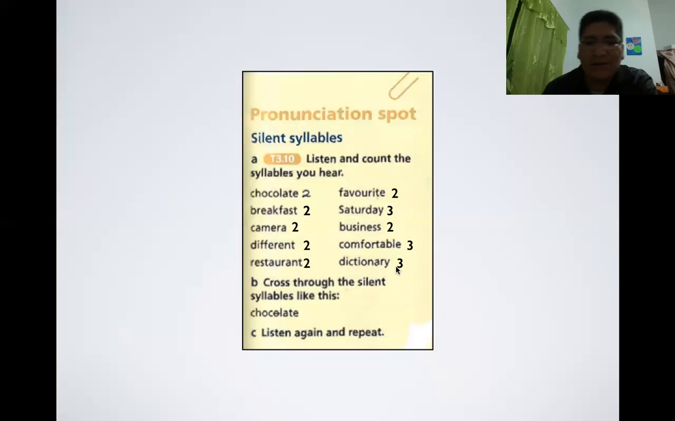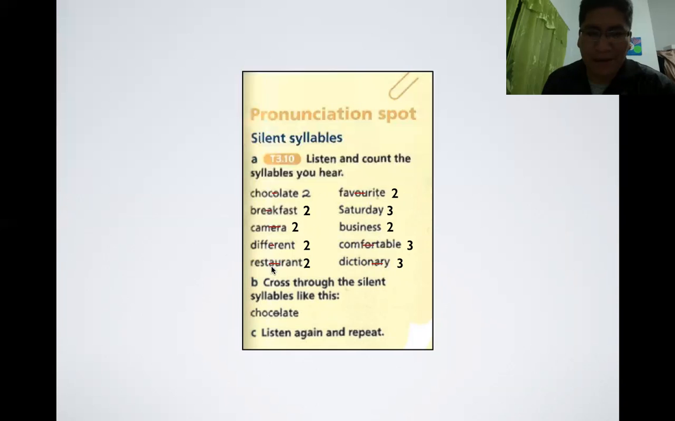And the next activity is that you have to cross out the silent syllables. For example, chocolate. This O is in silence. It's not chocolate, it's chocolate. And for example, here, breakfast, the A is in silence. The E in camera is in silence. The E in different, okay, different is the writing, but the pronunciation is different.